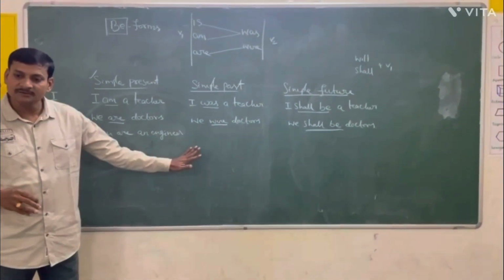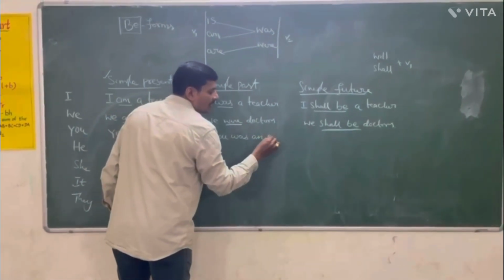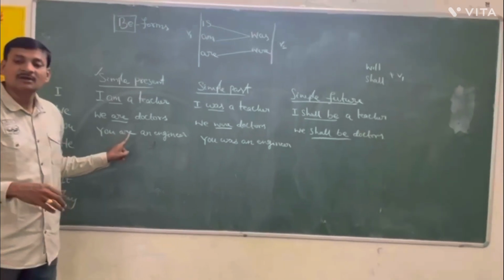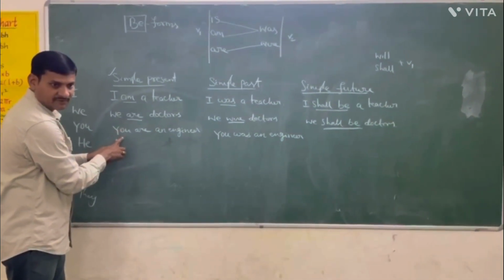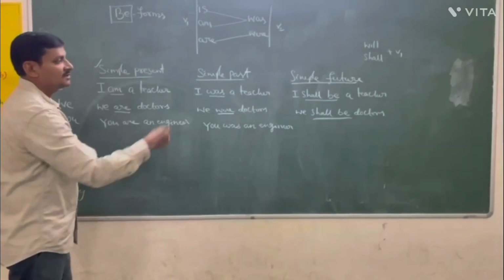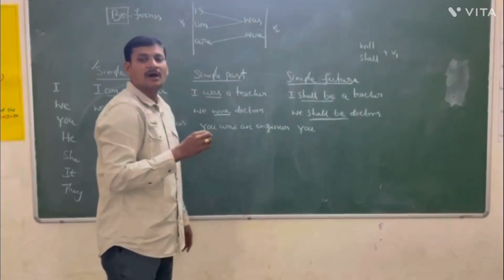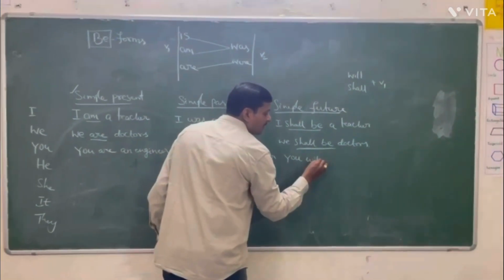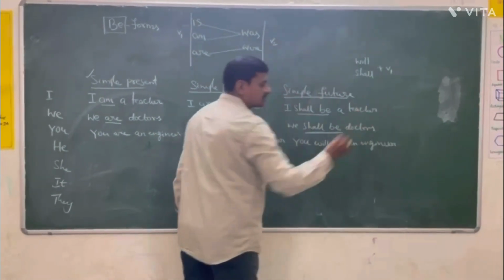Now, tell me the sentence in simple past. You were an engineer. Actually, the past form of are is were. But an engineer refers to you in singular number. When it is singular, we should use was, not were. Then tell me the simple future. You will be an engineer. Very good. I told you, generally we use shall for I and we, and will for the remaining subjects. That's all. Understood?